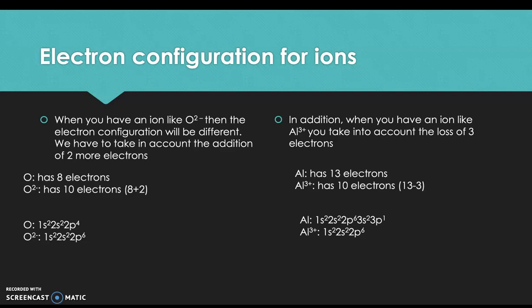Although both ions, oxygen and aluminum, have the same electron configuration, this does not mean that they are now the same element, nor are they the same element as neon, which is the one that has 1s2, 2s2, and 2p6 as the ground state electron configuration.